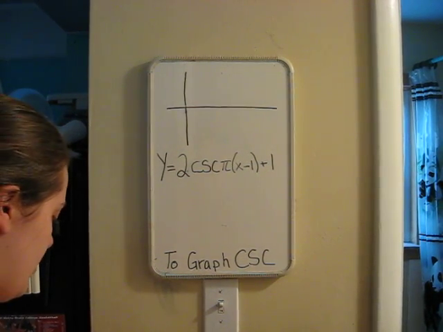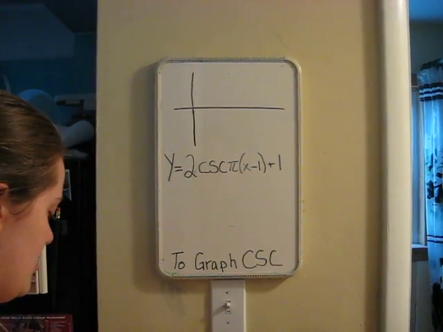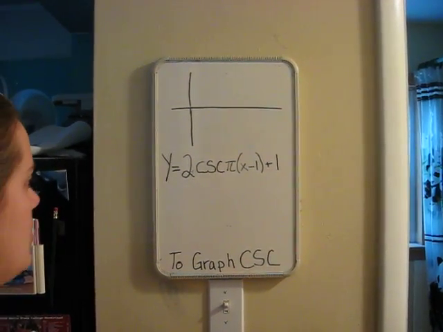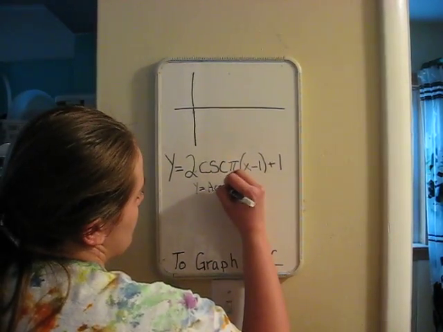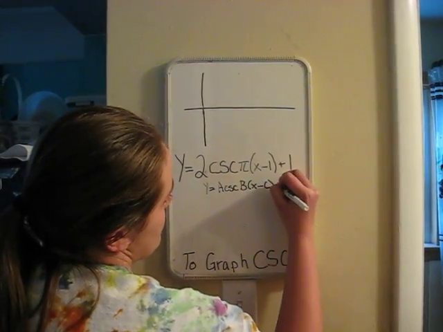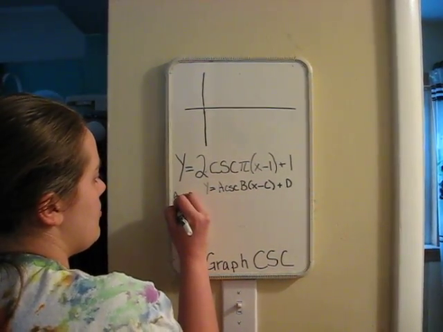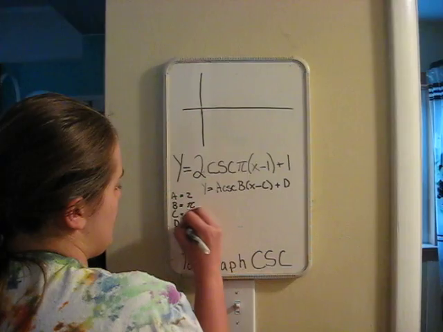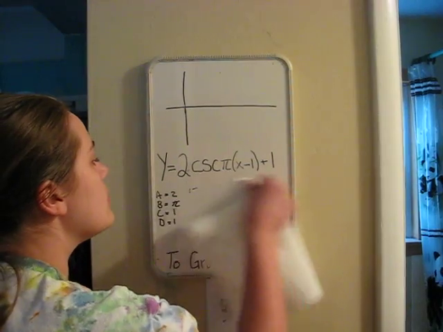Okay, so here we're going to graph this cosecant function. The first thing you do when you're going to be graphing this is to identify the variables that it talks about in the general form of the equation, which is y equals a cosecant b times x minus c plus d. So a is equal to 2, b is equal to pi, c is equal to 1, and d is equal to 1. Now that we have that, we don't need this anymore.